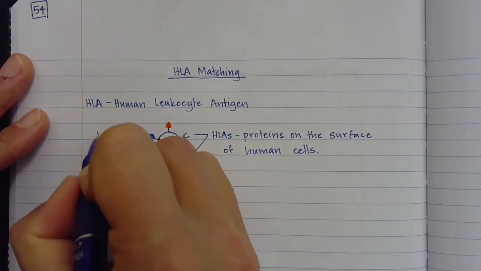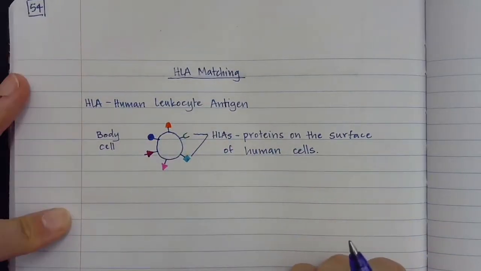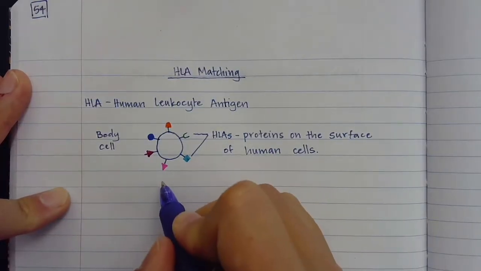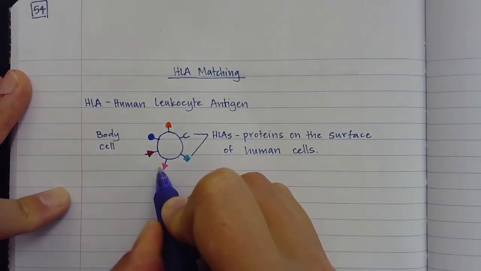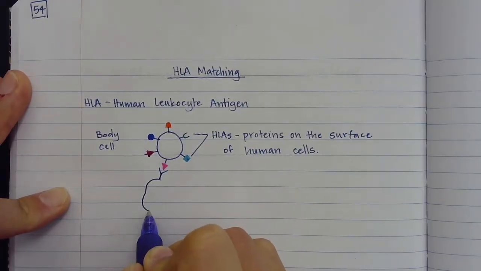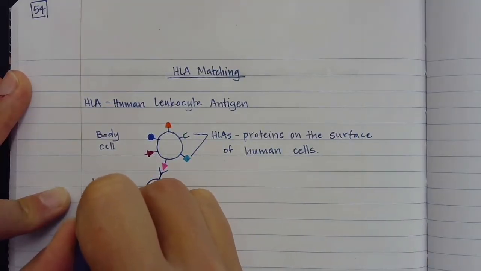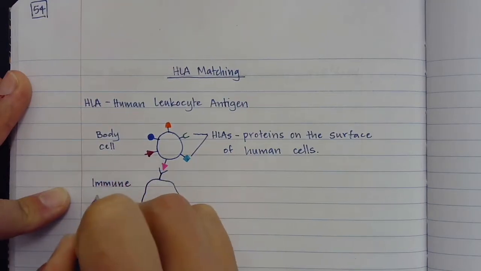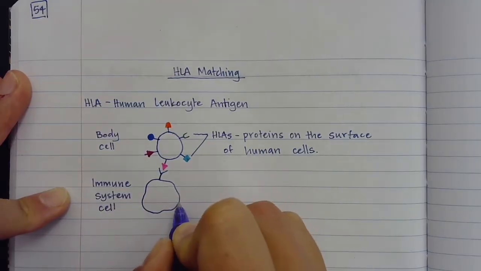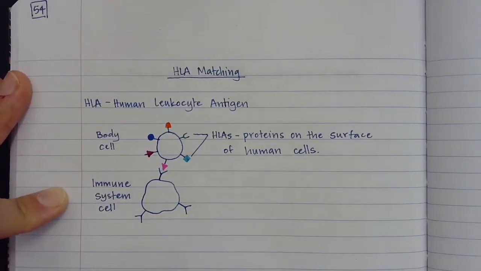So this is an example of a body cell. Now, body cells interact with immune system cells. So your immune system cells have these receptors on them. This is an immune system cell. For example, this could be like a T cell.